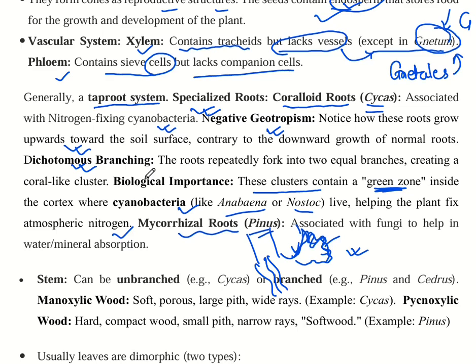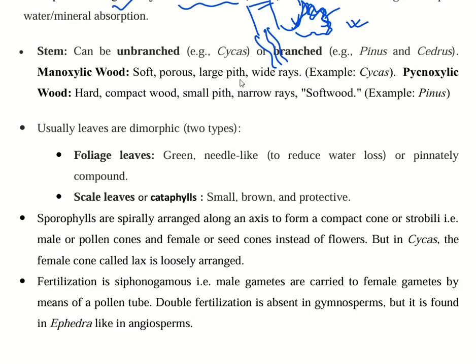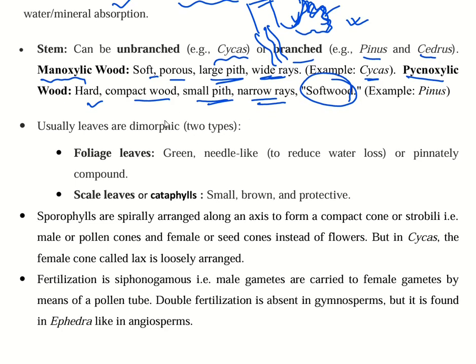Now, talking about the stem, it can be unbranched, like you can see in the case of cycas, but it is branched in the case of pinus, cedars, etc. Talking about its wood, there are two types of wood found in gymnosperms. The first one is the monoxylic wood, which is soft, porous, with a large pith and wide rays. Example, cycas. Likewise, in the case of pinus, there is pycnoxylic wood, which is comparatively hard, compact wood with a small pith and narrow rays, which is also known as the softwood, and can be utilized in furniture as well.